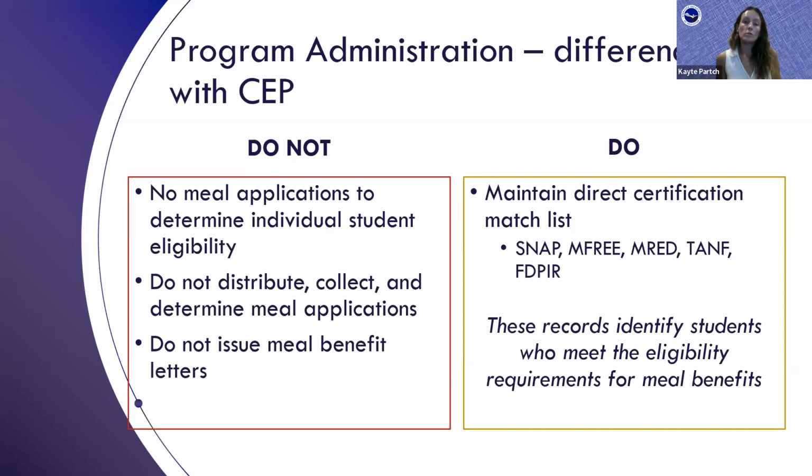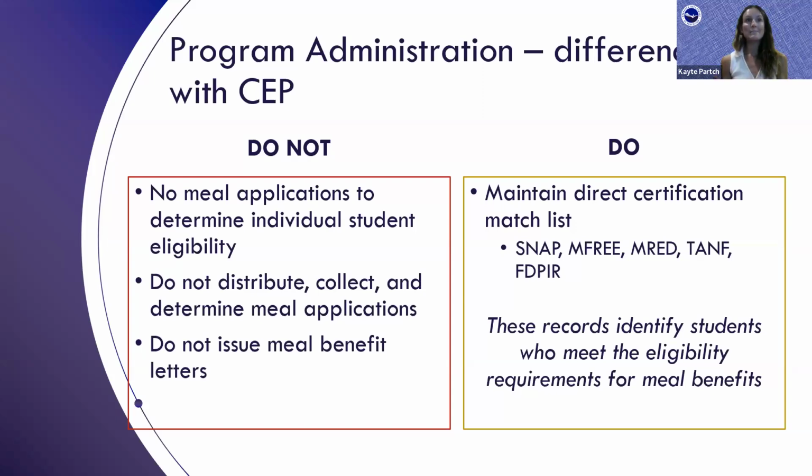And with that, you're also not going to issue benefit determination letters, even for children or students who may be on the direct certification list and are identified as eligible for free or reduced price meals. That individual eligibility has no bearing on that student's access to the no-cost meals because they're enrolled at or attend a CEP school building. So you're not distributing any meal applications, you're not getting those back and making determinations on them, and you're not issuing benefit determination letters for the kids enrolled in CEP buildings.